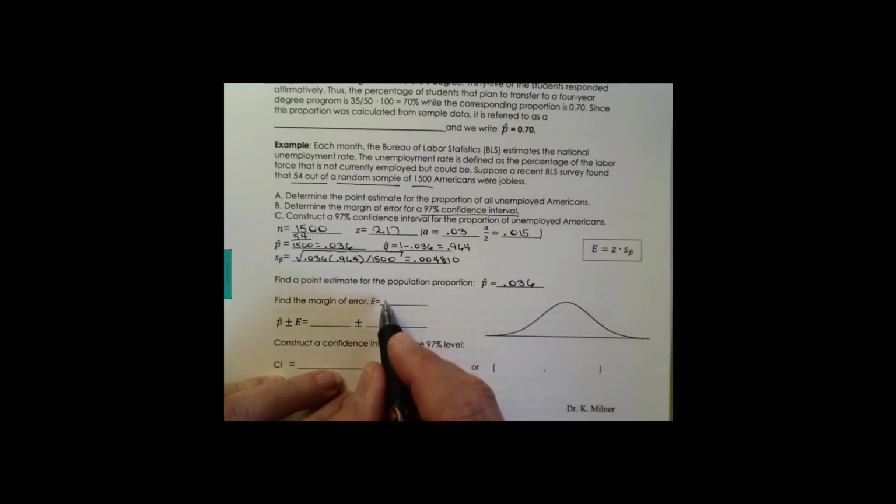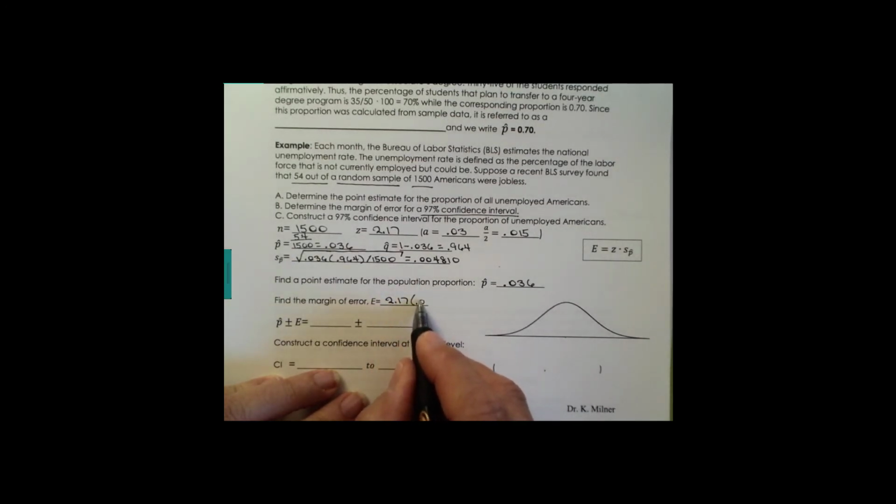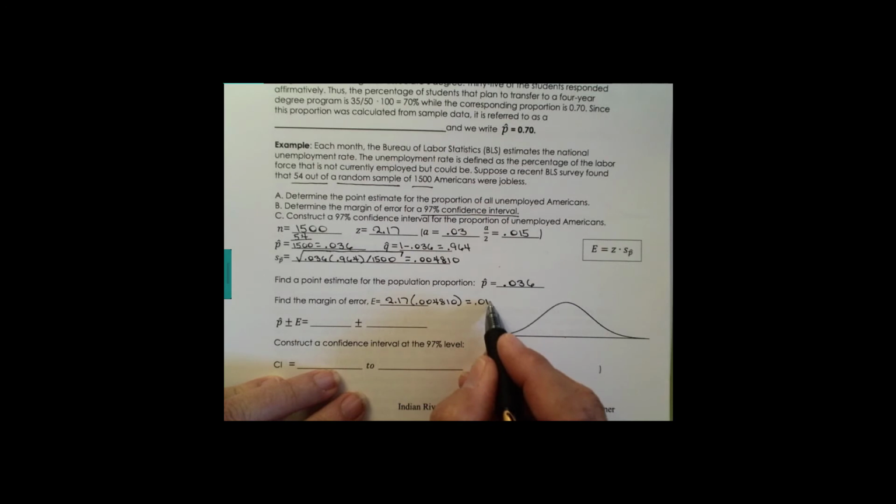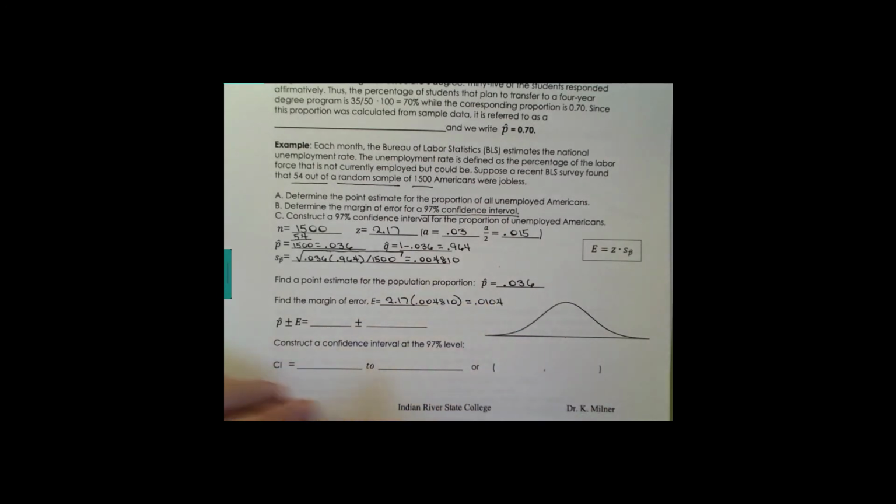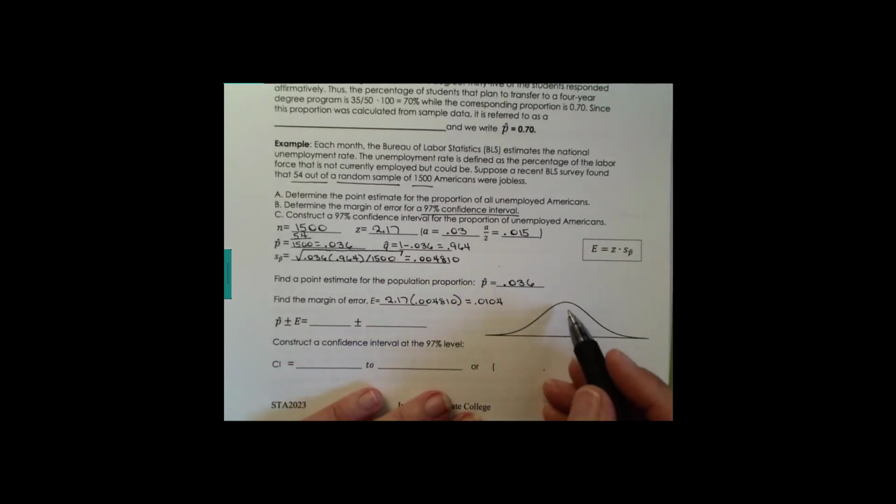What is the margin of error? So the margin of error is always going to be the Z-score, which is 2.17, times the standard deviation that I calculated, 0.004810. And that comes up to be 0.0104. Okay, so I'll build this confidence interval, won't I?